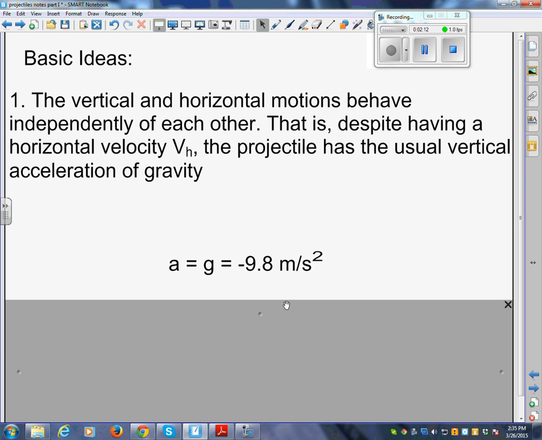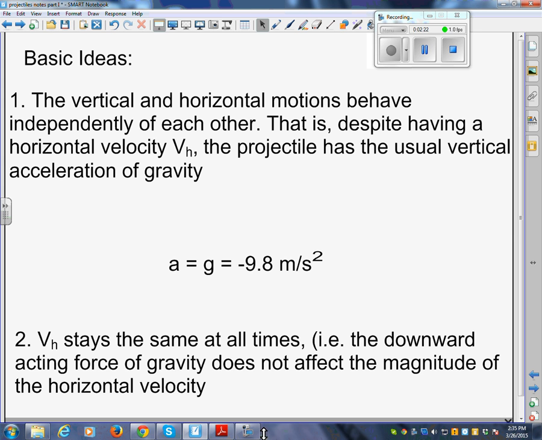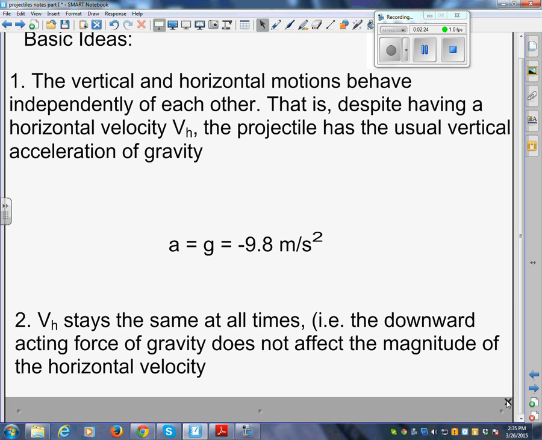Do not use acceleration horizontally. The converse of that is that VH stays the same at all times. Horizontal velocity remains the same at all times. The downward acting force of gravity does not affect the magnitude of the horizontal velocity. Gravity does not affect horizontal motion.